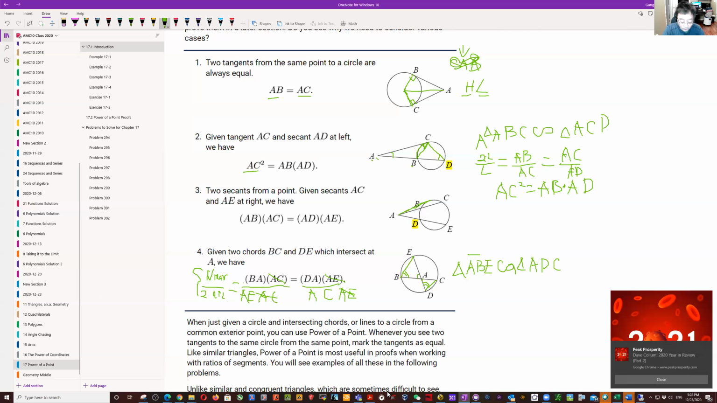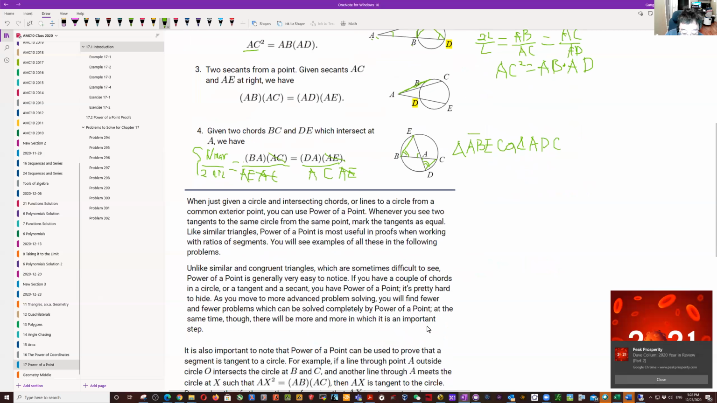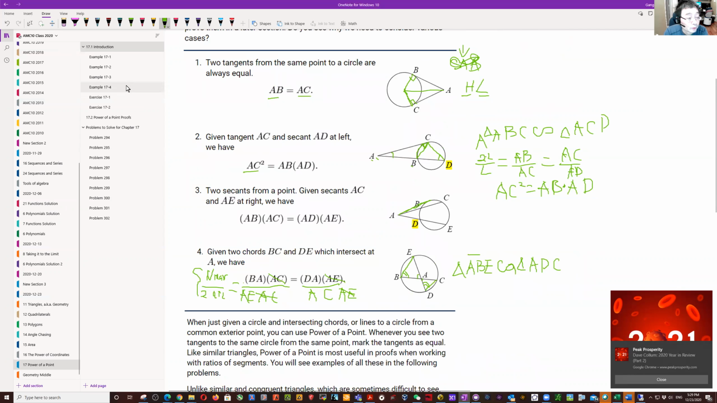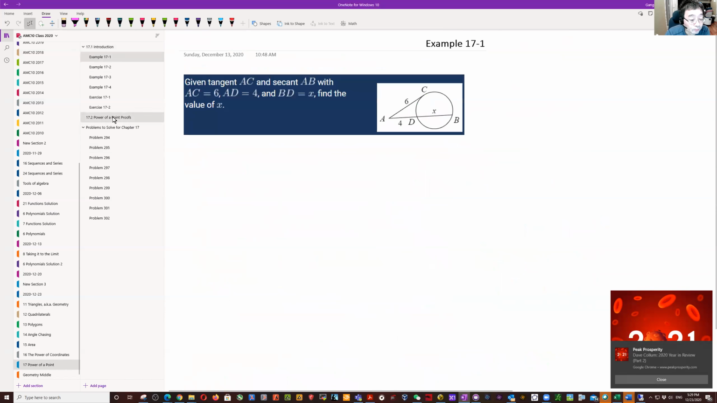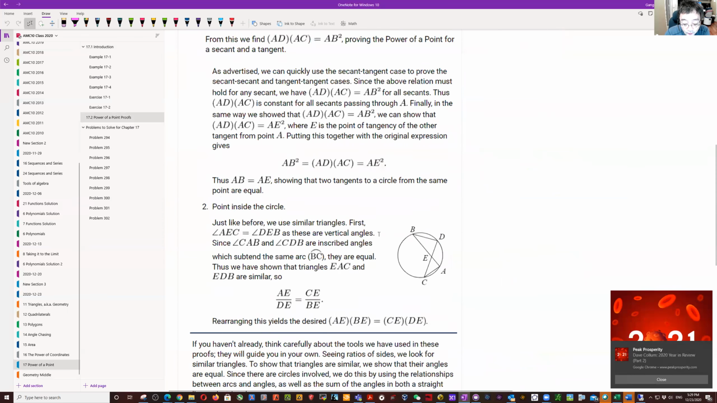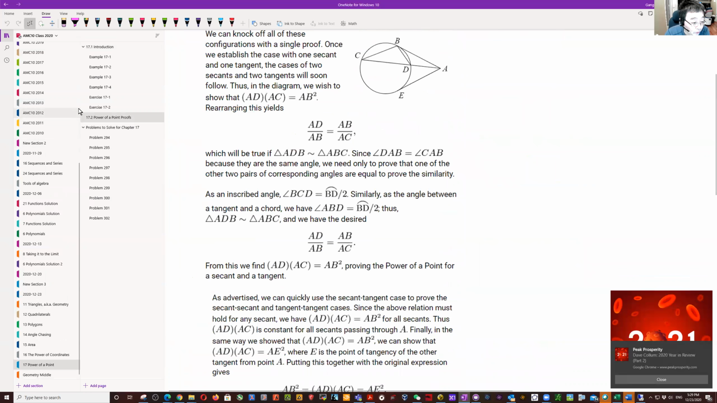In geometry, circles and similarity have a lot of things hidden in the picture. You have to spot them and find them out. They also have a lot of product relationships. So yeah, those are the proofs of this. I think I'll just go through that, and we'll assign it as homework.